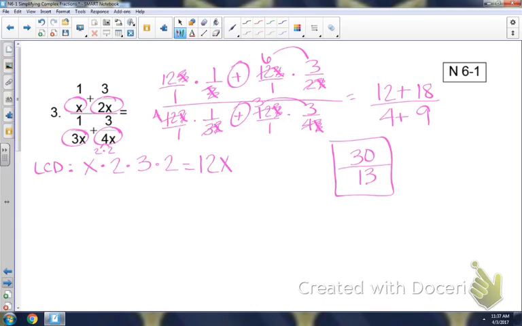So our goal is to get rid of the fractions on top, fractions on bottom, so that way we're able to simplify the one fraction. So make sure you're finding the least common denominator at the very beginning and then just multiplying everything by that LCD.